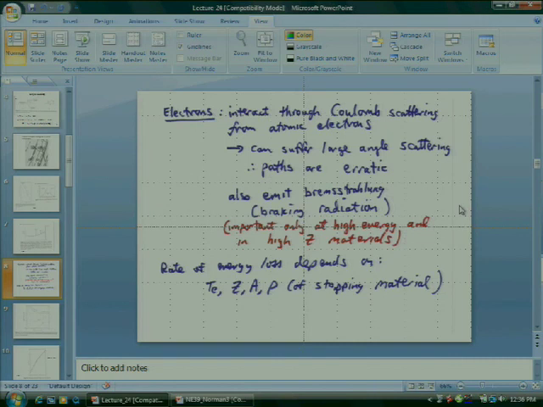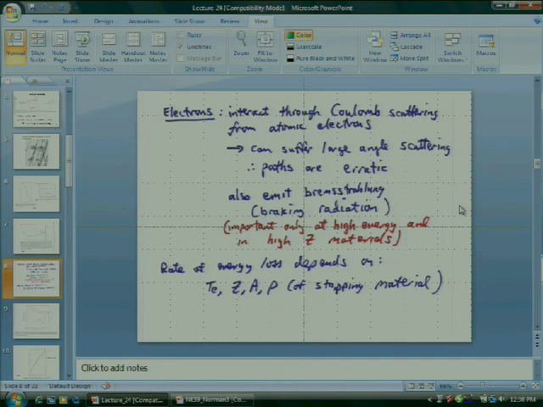Another process for electrons is something called Bremsstrahlung. It's a German word that means braking radiation. And what happens here is the electron is traveling through the material. It's slowing down as it's losing energy. And you know from classical electromagnetism that when a charged particle accelerates, it produces radiation. And that's what Bremsstrahlung is. So the electron is coming in and slowing down very, very rapidly in the material. And because it's being accelerated, in this case decelerated, but nevertheless that's an acceleration, it produces photons.